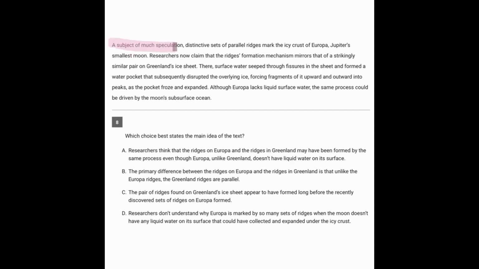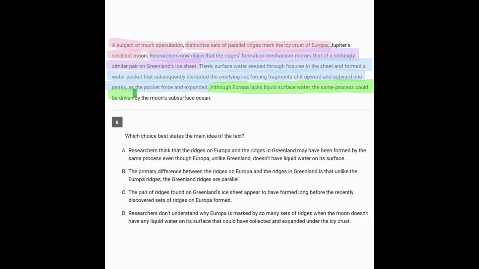A subject of much speculation, distinctive sets of ridges mark the icy crust of Jupiter's smallest moon. Researchers claim that the ridge's formation mirrors that of a strikingly similar pair in Greenland. Their surface water seeped through fissures in the sheet and formed a water pocket that disrupted the ice, forcing fragments upward and outward into peaks as the pocket froze and expanded. Although Europa lacks liquid surface water, the same process could be driven by the moon's subsurface ocean.